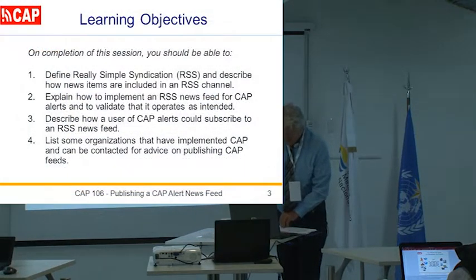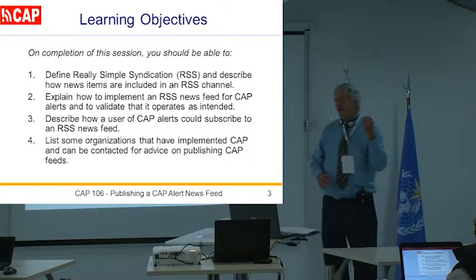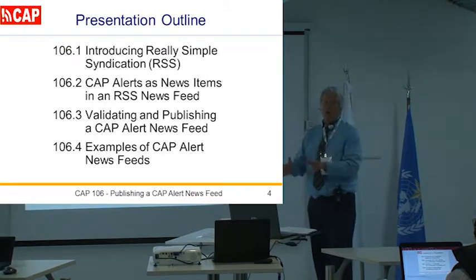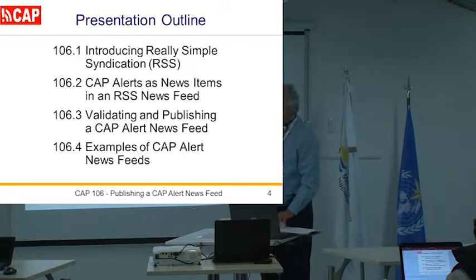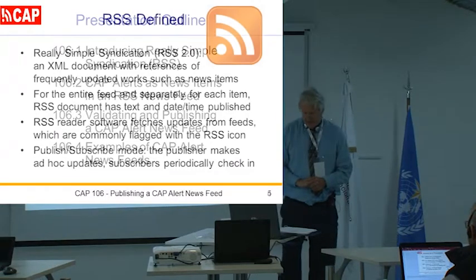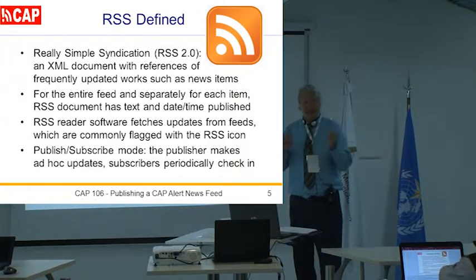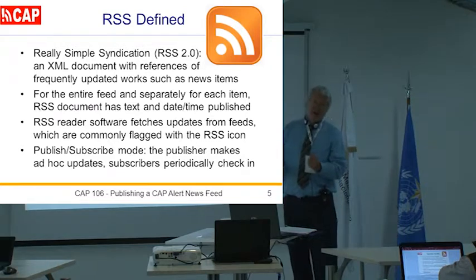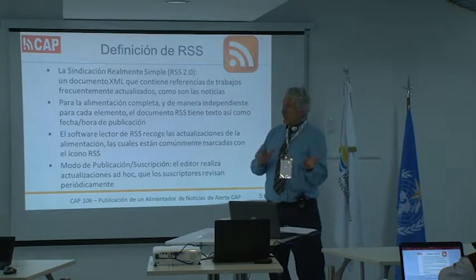So that news wire idea has carried over into the internet, and it's called a news feed for that reason, news wire service terminology. So our first topic is going to be really simple syndication. Again, it's a holdover term from news and news wires. Syndication is when one reporter's story gets picked up by a lot of different newspapers. RSS, really simple syndication, is a standardized XML document. Ooh, that's good. CAP is XML. The news feed is also XML. And why is it XML? Because it's got the data and the information in the same message, for exactly the reason that we use it in CAP.